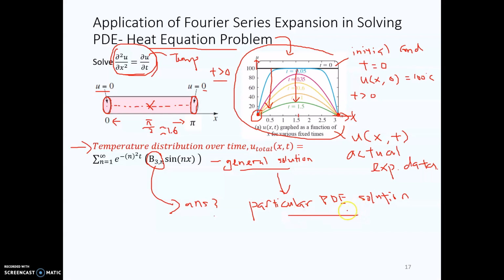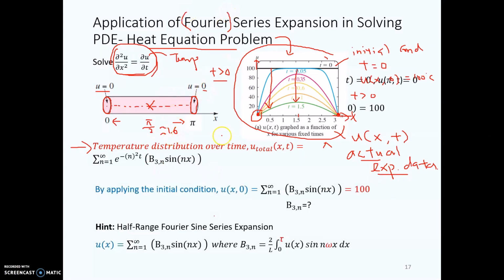Particular PDE solution is more meaningful in many engineering applications. For example, in this case, by having the particular PDE solution, you can model and predict the temperature distribution of the heated rod with high accuracy as compared to the actual experimental data. Fourier was the first person who solved this problem by applying the Fourier series expansion. By applying the initial condition, which is at t equal to 0, the temperature at all the x locations is equal to 100 degrees Celsius. So this information is given here.